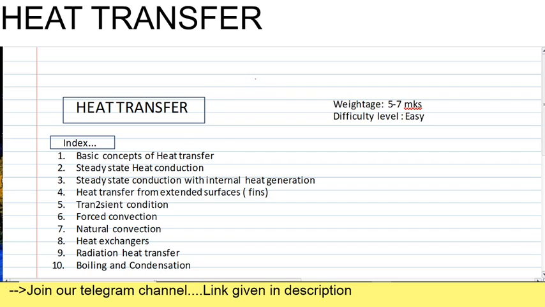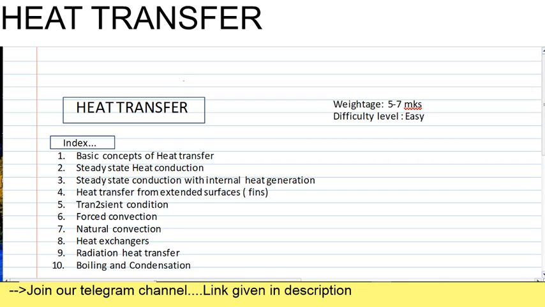After that, internal heat generation. Suppose you deposit a certain amount in a bank. Suppose you just deposited 100 rupees in a bank. Are those 100 rupees safely deposited over here? But if we just have to deposit 100 rupees, why don't we keep it at our home?